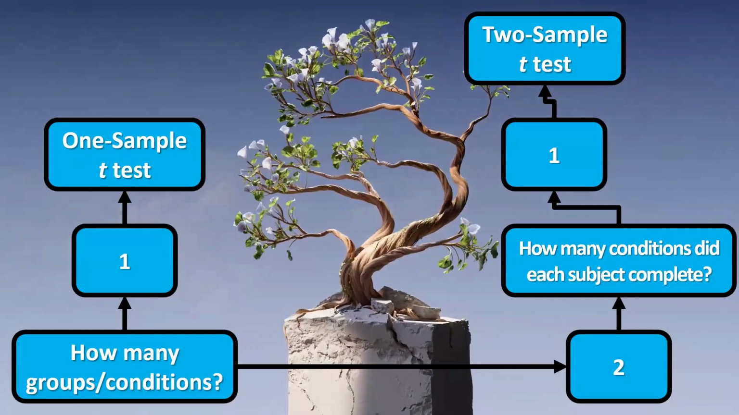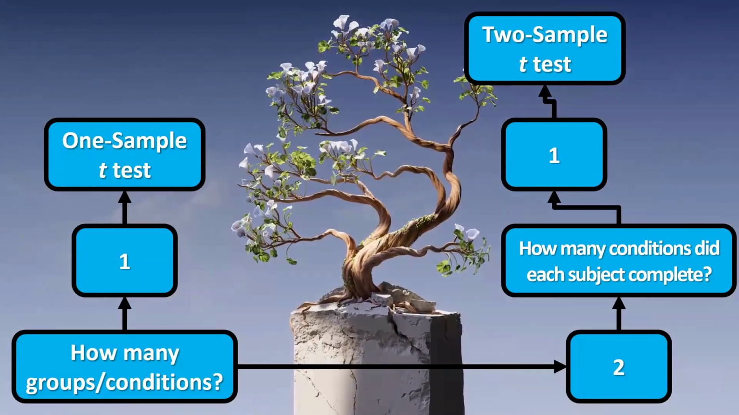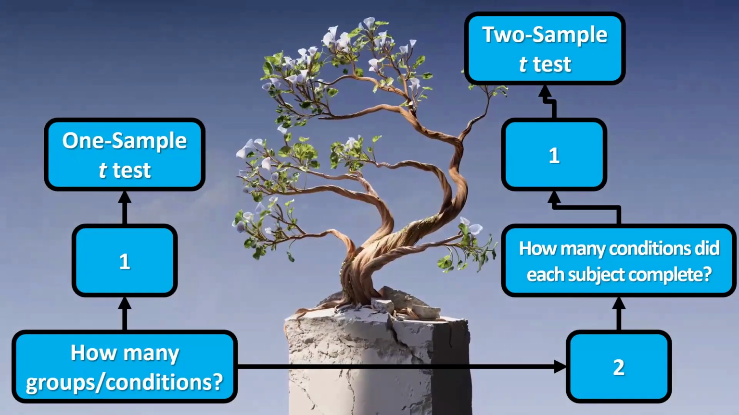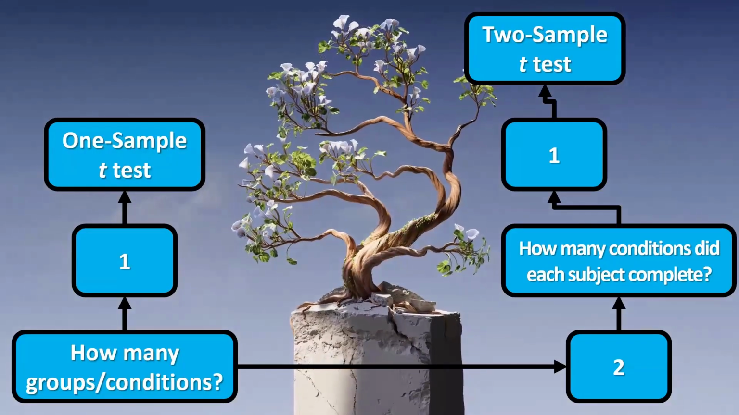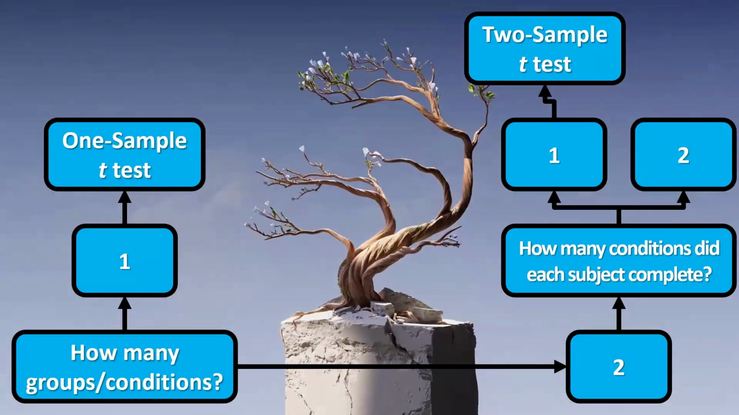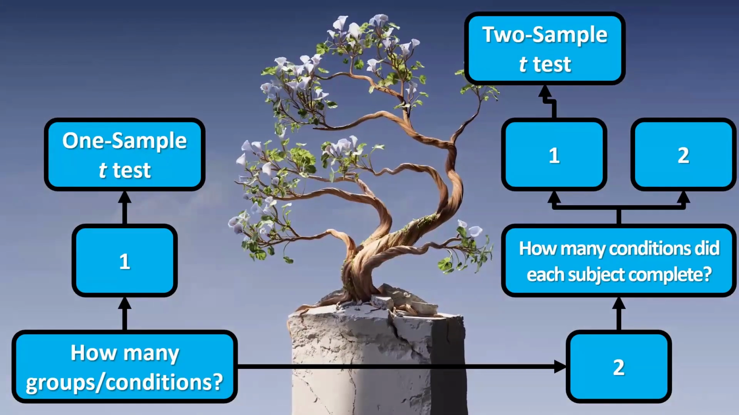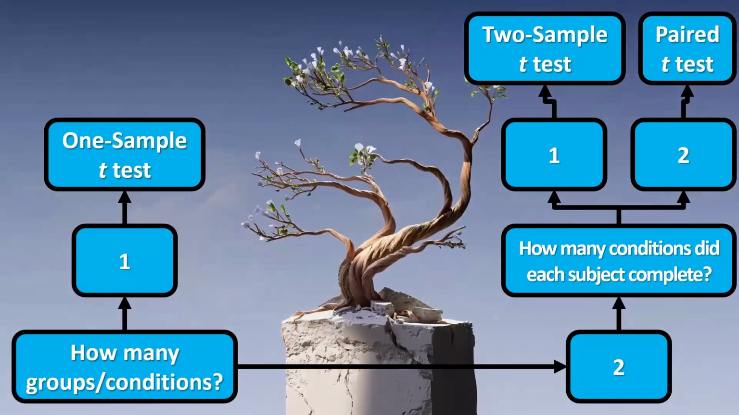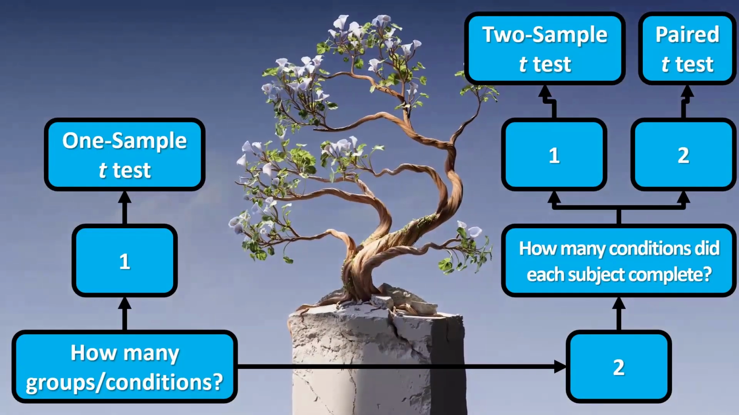Some of the subjects did one condition, some of the subjects did the other condition. Each subject only completed one condition. That is your two sample t-test. On the other hand, if you ask yourself how many conditions did each subject complete, and the answer is two, subjects did both conditions in your study, then you have yourself a paired t-test. And this decision tree will get you to the right t-test in any situation.